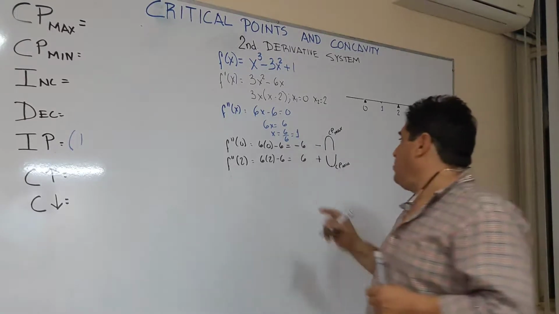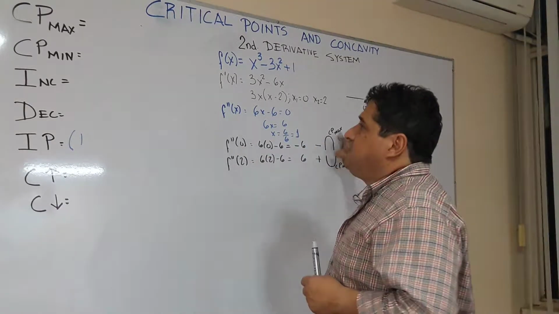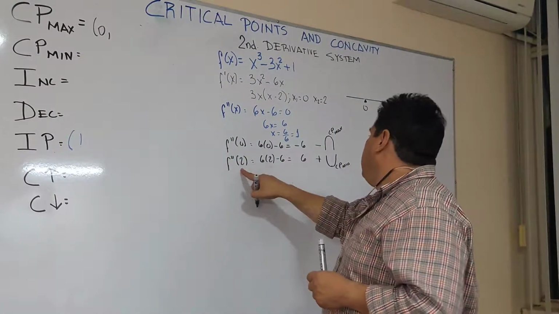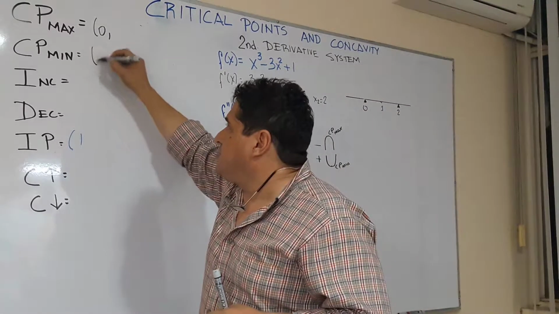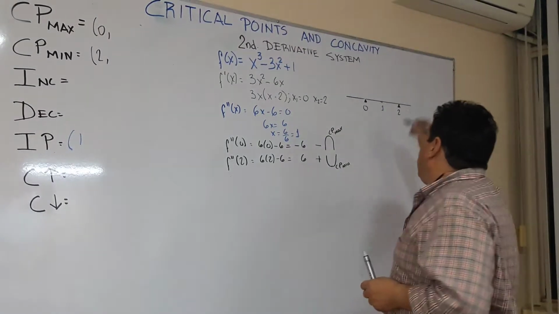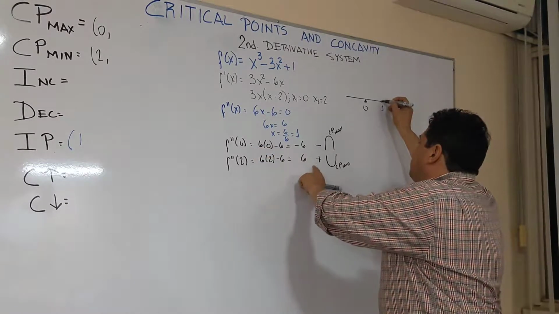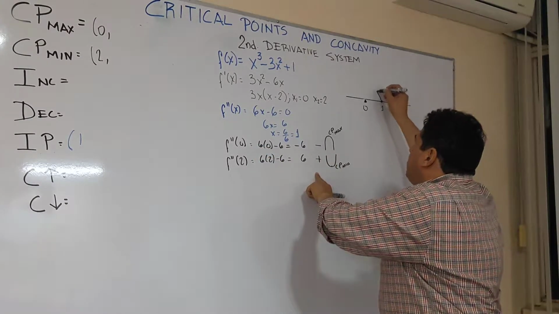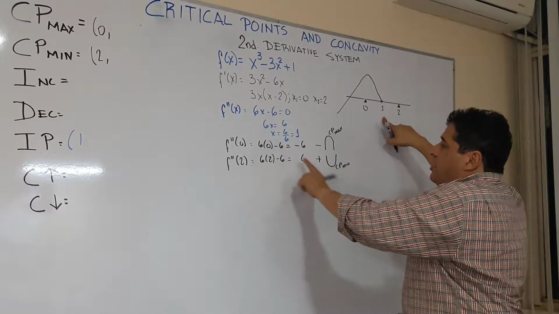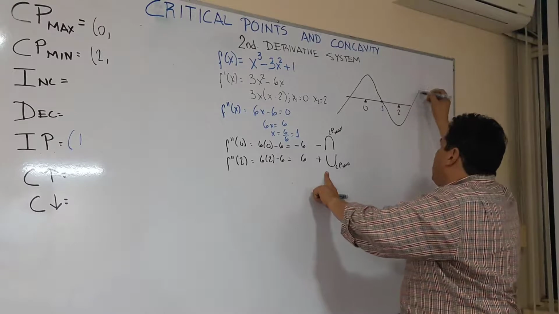Okay? So now I know that 0 is giving a maximum critical point, so it's going to be 0, comma, something. And 2 is going to be a minimum, so it's going to be 2, comma, something. Okay? So that's my inflection point, so that's where I'm going to start. When I'm at 0, we said it was going to be concave down, so I'm going to go up to my critical point and back down. And when it was 2, it's going to be concave up, so I'm going to go down and then I'm going to go up.